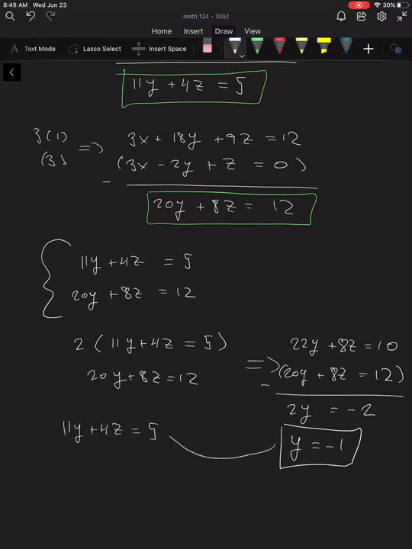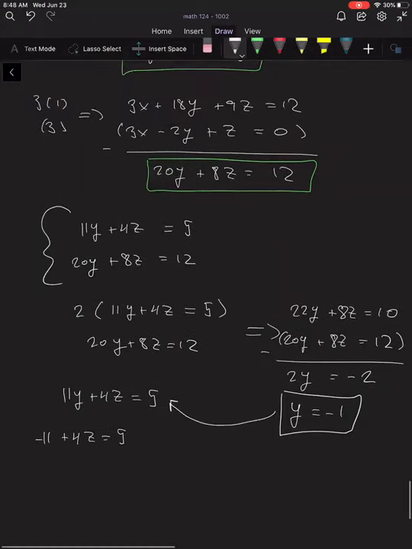And now let's plug y is equal to minus 1 in here. So we're going to get minus 11 plus 4z is equal to 5. Okay, so we can add the 11 over, so we get 4z is equal to 16. z is equal to 4. So now we know what y is, and now we know what z is.